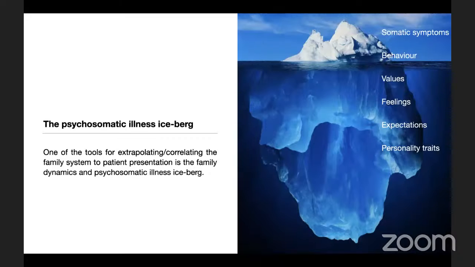Okay, so this is showing well. This is the Psychosomatic Illness Iceberg. It's a tool for extrapolating how a family system can affect how a patient presents. So the family is the environment in which a person develops, and that affects their values, as well as their personality, and all of those underlying traits can then affect how they present. So in terms of their somatic symptoms, and their behavior, like the sick role that they adopt when they present. Next.